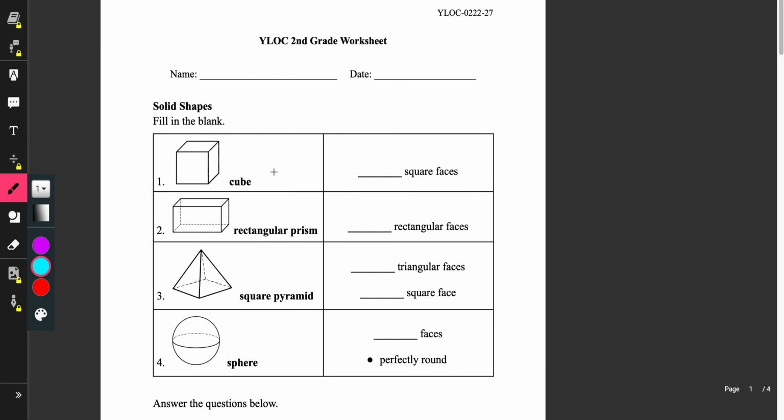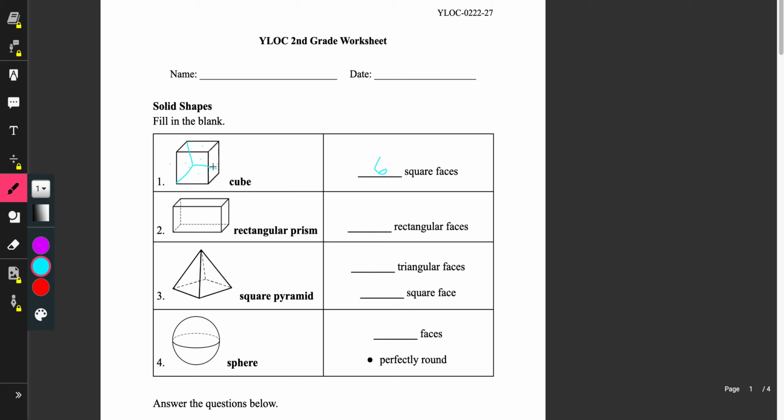For solid shapes, we've got a cube here, meaning there are six faces. It asks how many square faces there are. There's 6 because there's 1, 2, 3, 4. So let me draw this as a 3D shape. Maybe this might help. So there's 1, 2, 3, 4, 5, 6. So there's 6.